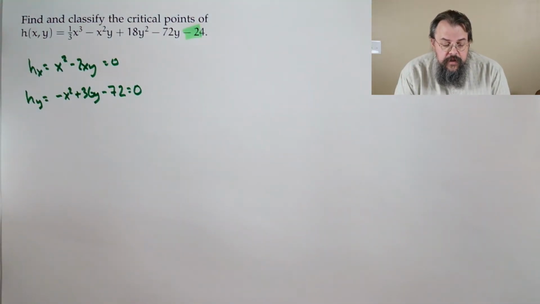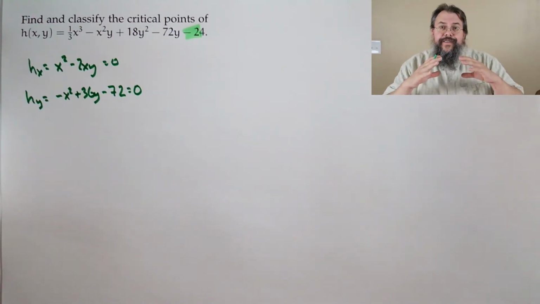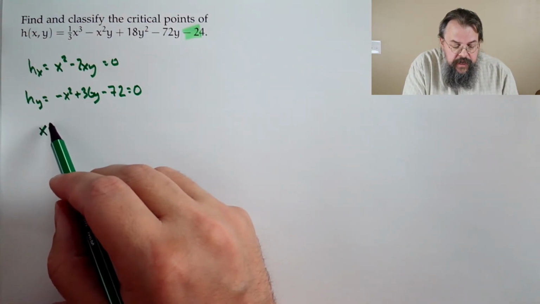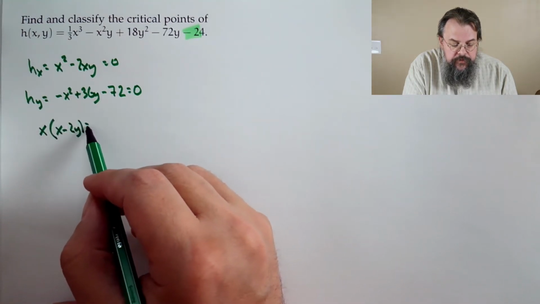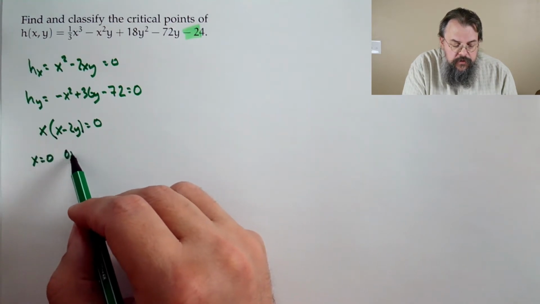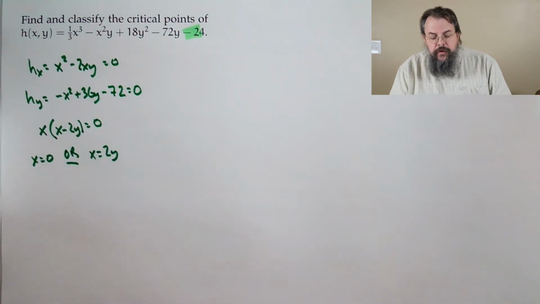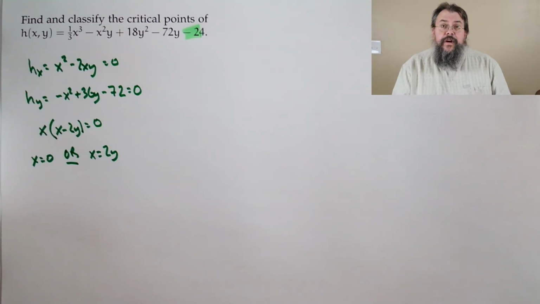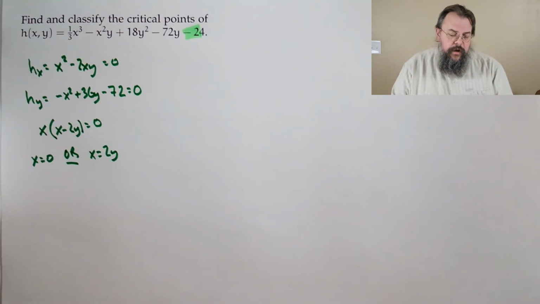Now, look at this. The first one, h sub x, looks great because we see it has this nice factorization going on. It says, we have x times x minus 2y equals 0, which means x equals 0, or, of course, it could mean x equals 2y. Well, let's just explore what this gives us. So suppose we start by saying, what happens if x equals 0? So we're looking down the first option.